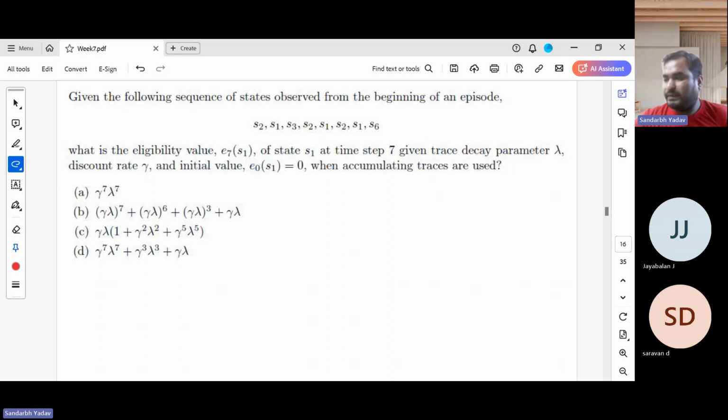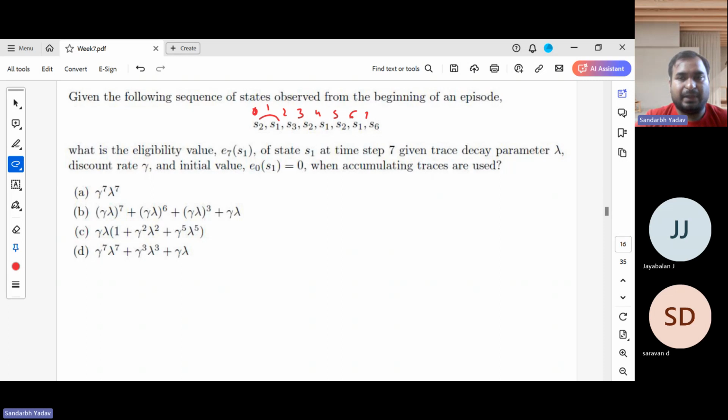So now this is something which you need to solve. We have a sequence given. These are the sequence of states. So what is the eligibility trace E7? Basically, they are asking what is the eligibility of S1 at time step 7. Here we are starting with 0. You can think of it like this: S2 to S1 is the first step, then the second step here, in between the third step, fourth step, fifth step, sixth step, and seventh step. So at the end, what will be the eligibility of state S1?